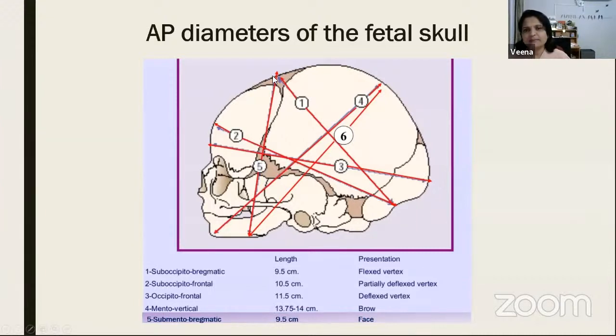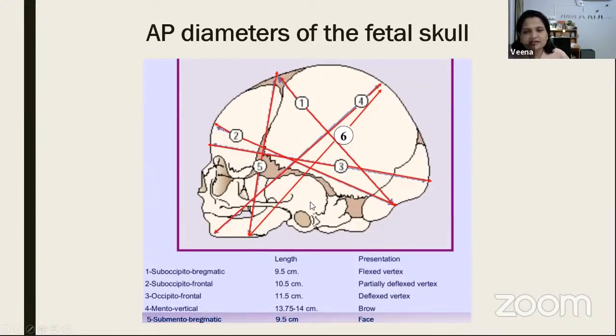Suboccipitobregmatic is from the anterior fontanelle to the suboccipital region, which is 9.5 centimeters. Suboccipitofrontal, with mild deflection, is 10.5. Just keep on adding 1 centimeter for each one of them. So we have suboccipitobregmatic, then suboccipitofrontal, then occipitofrontal. Occipitofrontal is basically from the occipital protuberance to the frontal bone, which is 11.5. So add 1 more centimeter.